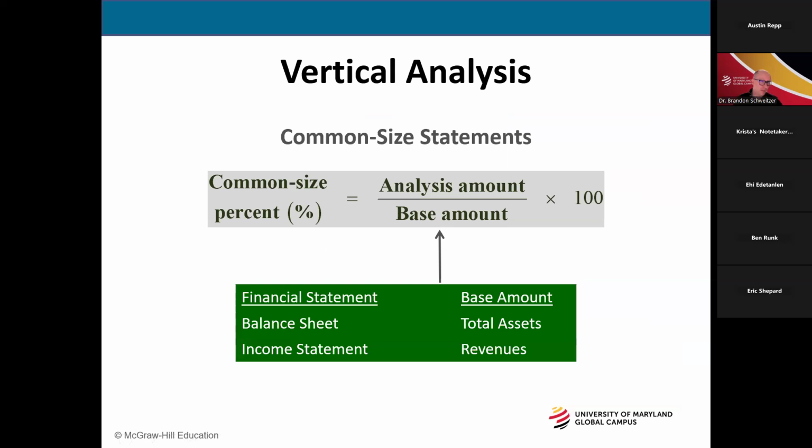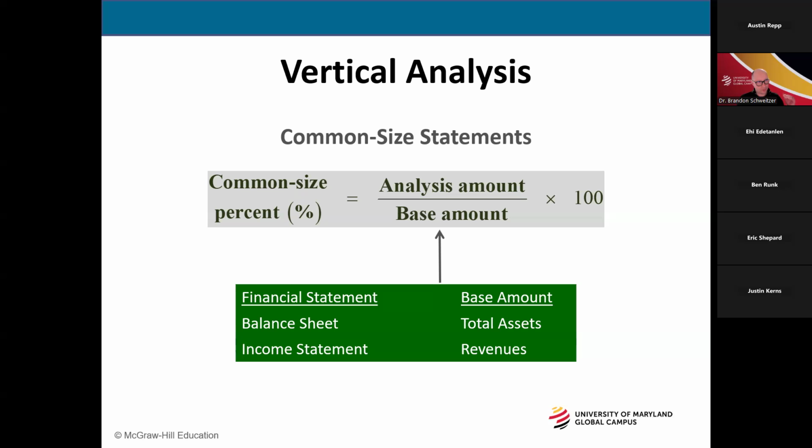For vertical analysis, I'm looking up and down the financial statement. I express everything as a percent of the base amount. We oftentimes call this common-sized financial statements. The idea here is that I'm making everything a common size. I'm expressing it as a percentage of a base. And the way I do that is I take the analysis amount divided by the base amount times 100. The base amount on the balance sheet is going to be total assets, and the base amount on your income statement is going to be revenue.